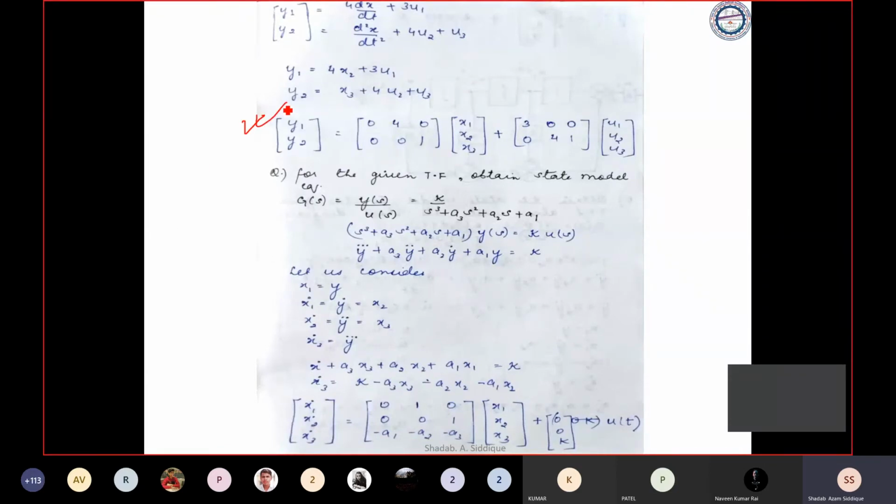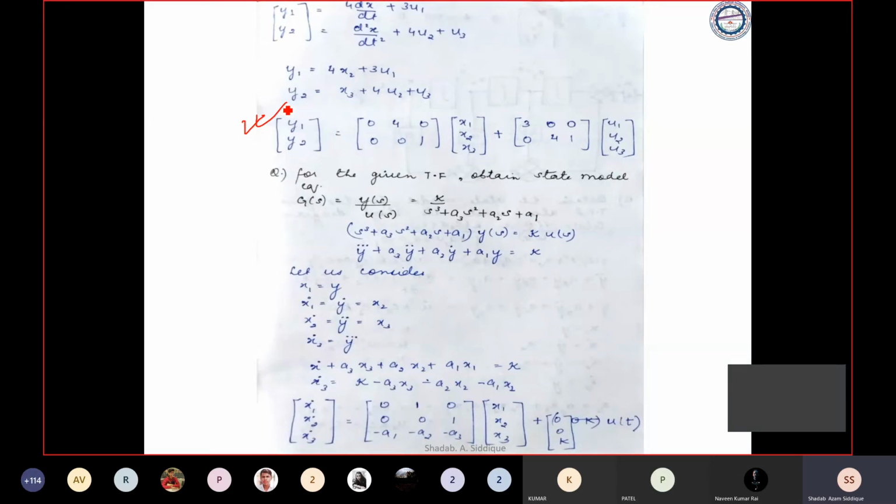I hope all of you are familiar with this type of differential equation, and how you can find the SSR using the given differential equation. If the problem is given to you and we want to have an SSR, a state space representation, you can simply represent it with an output equation and a state equation.